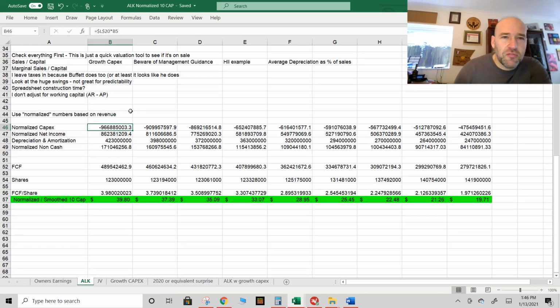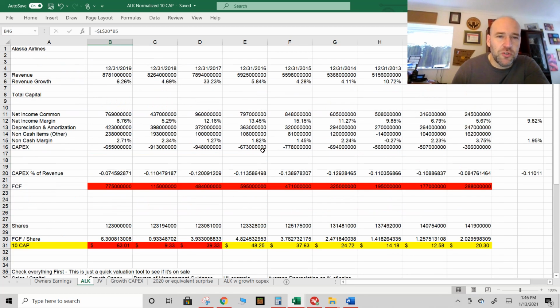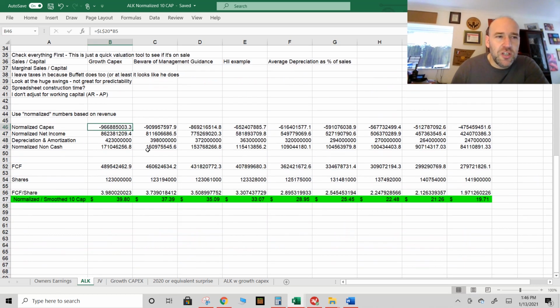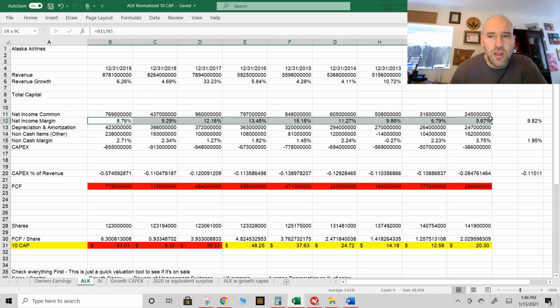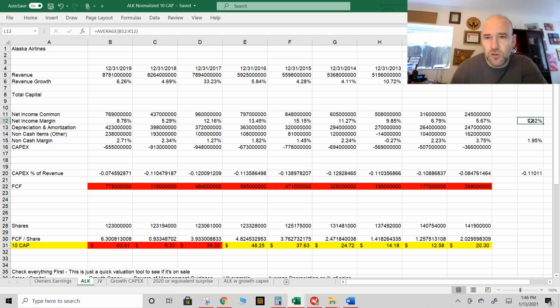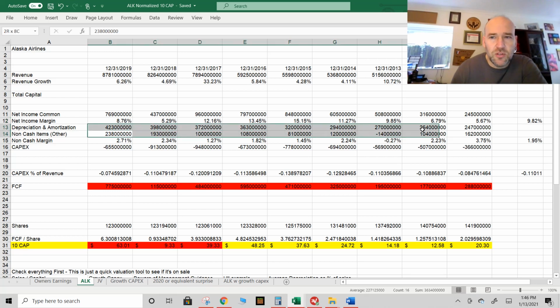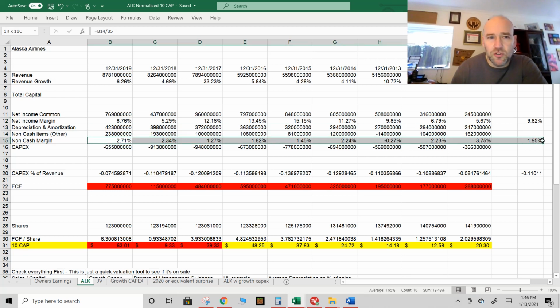Okay, so I've got a new set of numbers here, same sheet. You can see what I've done is, I told you we'd come back to this, I've taken the revenue that I had up at the top and my revenue growth, and I normalized my net income as a percent of revenue every year. Then I came up with an average. It's a simple average method, not weighted, just an equally weighted average. And then I also took the non-cash items, again, and came up with an average.